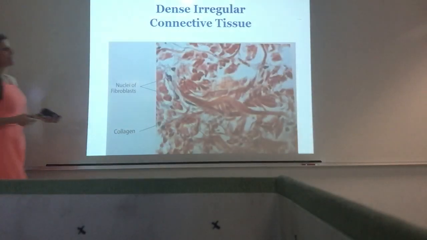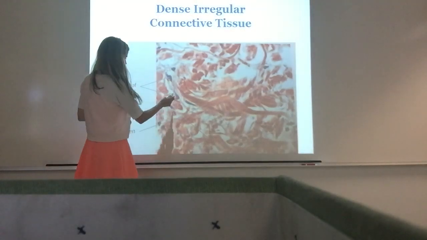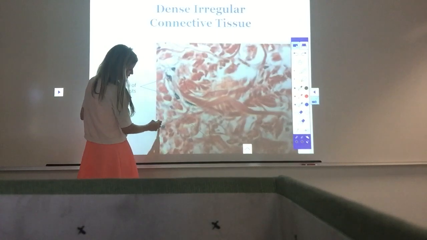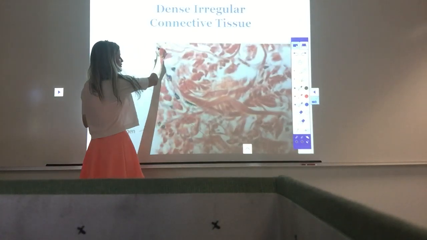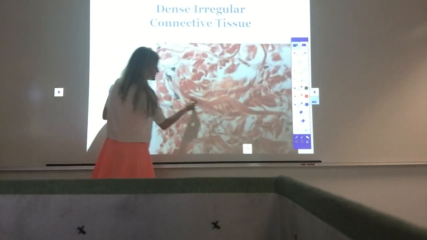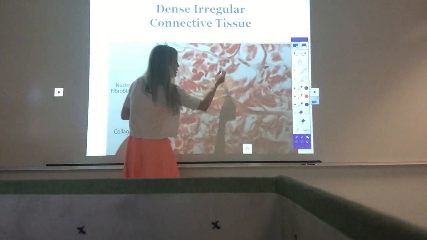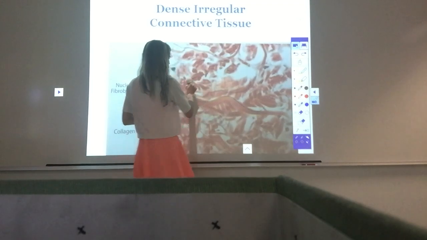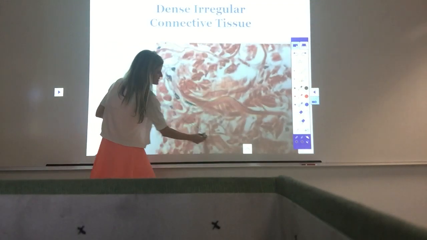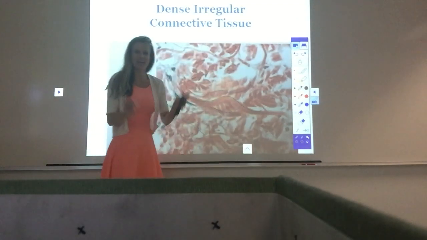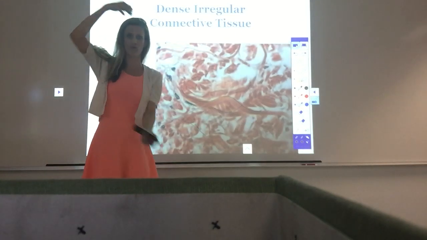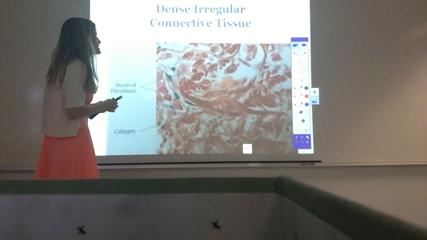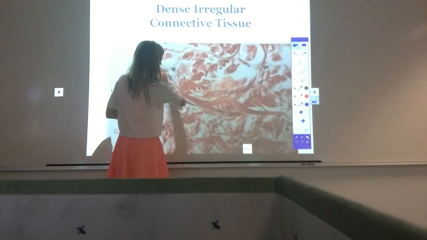So this is showing us dense, irregular connective tissue. These are the cells, okay, so the fibroblasts. You see, again, the cells are scattered throughout the tissue and you see tons of collagen. All of this pink that you see right here is showing you collagen. Lots and lots of it, but it's weird, right? It's not all nice and organized in a row. The collagen curves in all different ways, right? This is dense, irregular connective tissue.